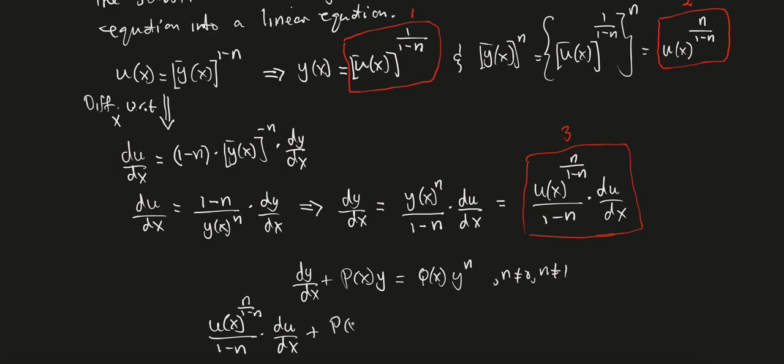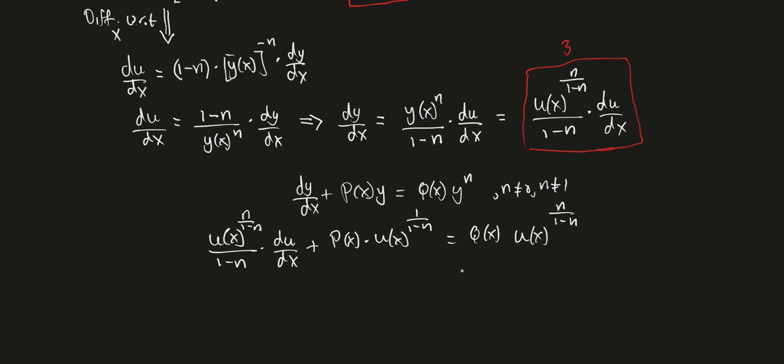Plus p(x) comes down, that's fine. That only involves our independent variable. That goes back to how we define our linear equations. And then y is u(x)^(1/(1-n)). And then that's equal to q(x) times y to the nth, which is right here. So u(x) to the n over 1 minus n. All right, so what do we do now?